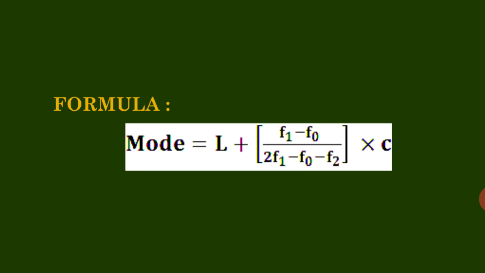What do you mean by F0? F0 is the frequency preceding the mode class. What do you mean by F2? F2 is the frequency succeeding the mode class. And what do you mean by C? C is the class width of the mode class. So first we have to calculate the F1 value, because F1 belongs to our mode class.